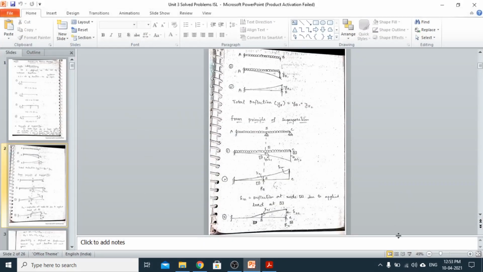So here we'll move to the next part of the problem, that is, a topic from the principle of superposition. So you have understood this thing, right? UDL and all these things. Now we'll move to the principle of superposition. Now I am considering the principle of superposition, the same thing, but we'll use different types of thing here.